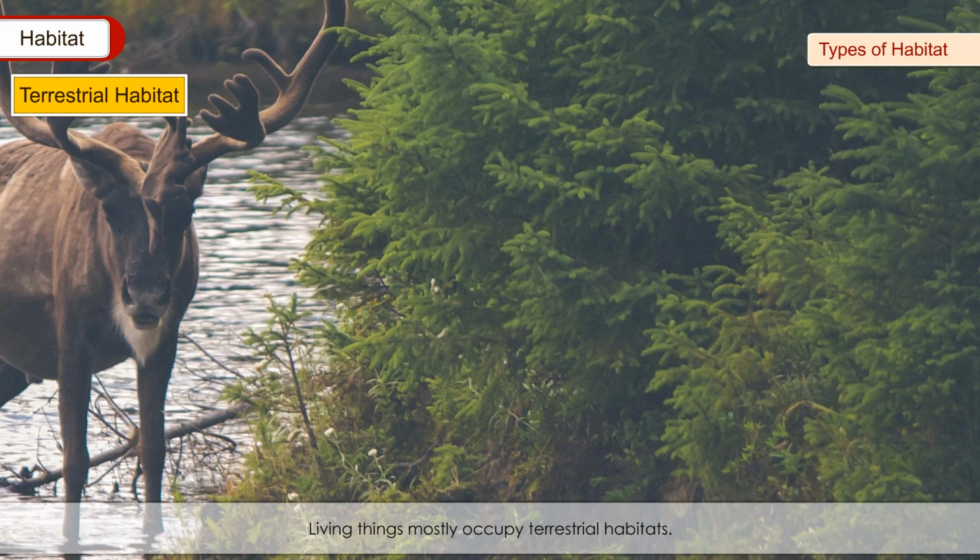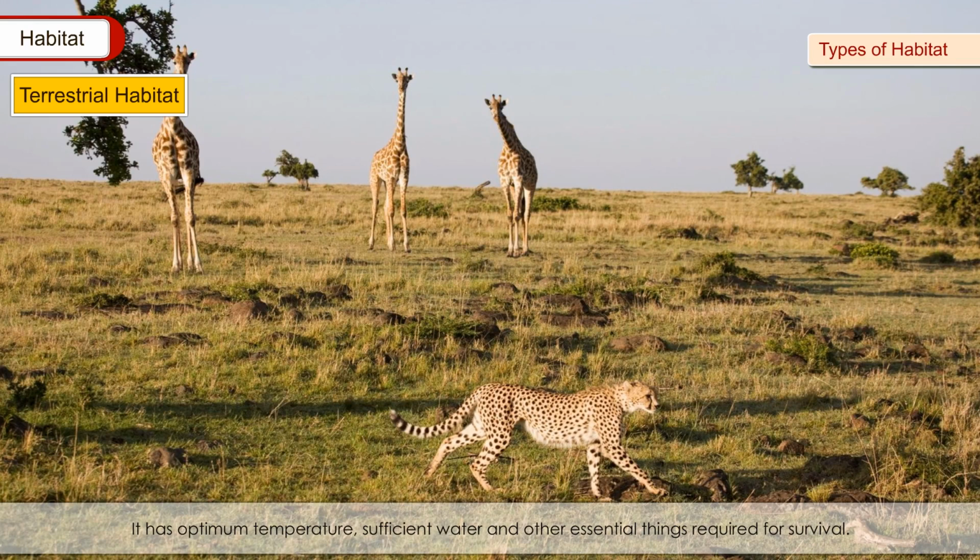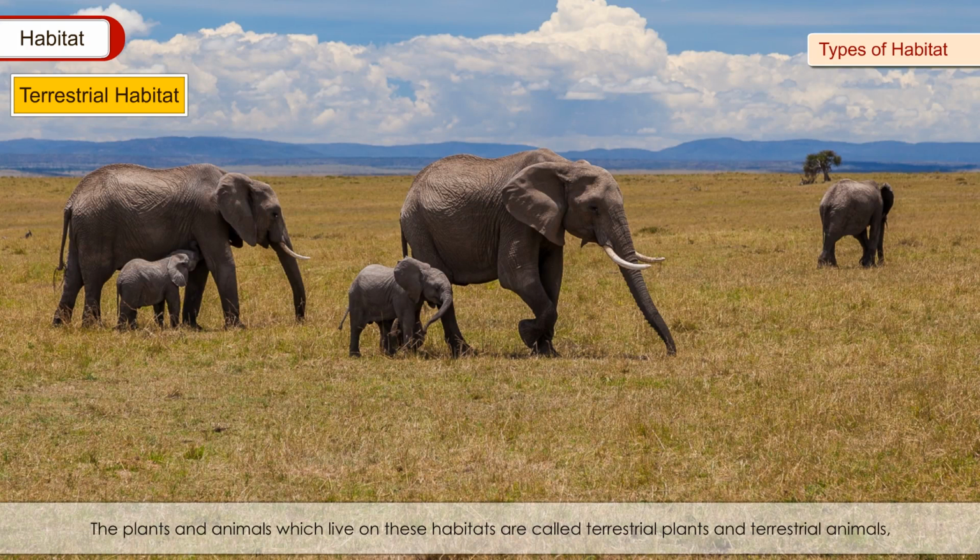Terrestrial habitat. Living things mostly occupy terrestrial habitats. The land provides the best resources and place to live for the survival of living things. It has optimum temperature, sufficient water, and other essential things required for survival. This is the reason that the largest variety of plants and animals occupy the terrestrial habitats. The plants and animals which live on these habitats are called terrestrial plants and terrestrial animals respectively.